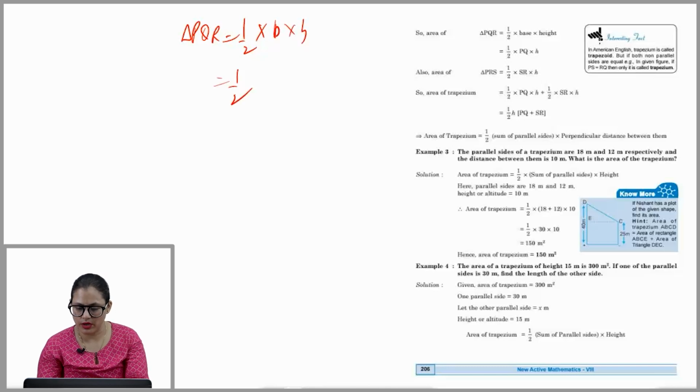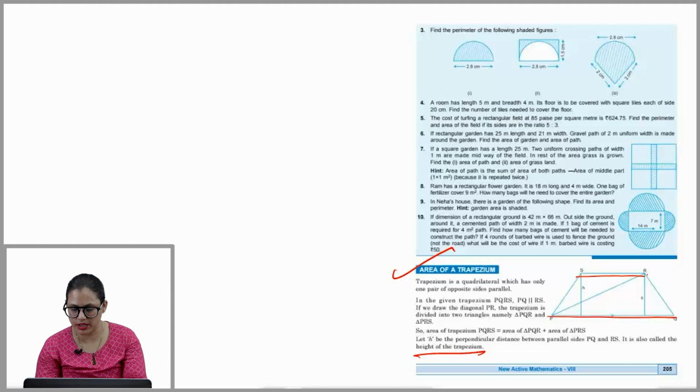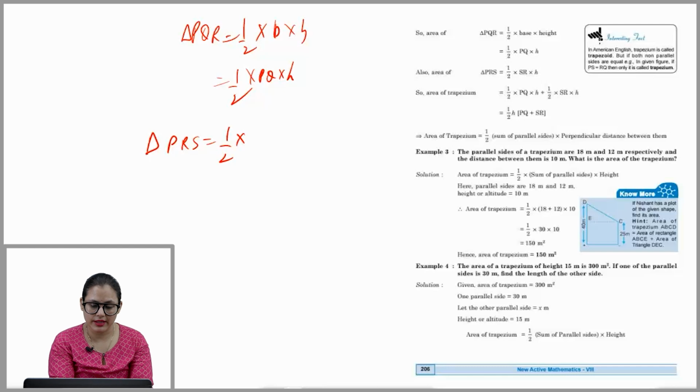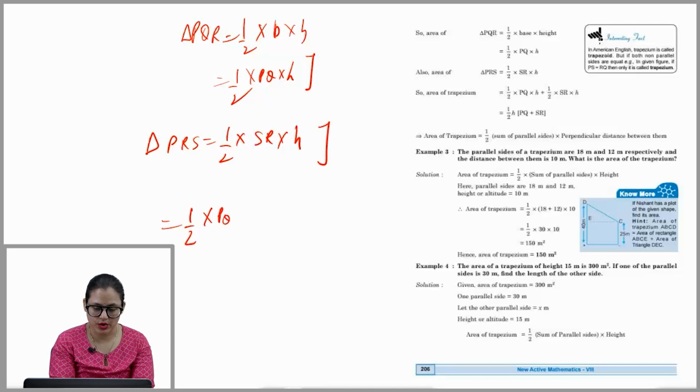In triangle PQR, as you can see, what is the base? Base is PQ. So, half PQ into H. And then area of triangle PRS is equal to half into, here SR is the base, into H. Okay. So, area of trapezium, we will add this one and this one. So, half into PQ into H plus half into SR into H.